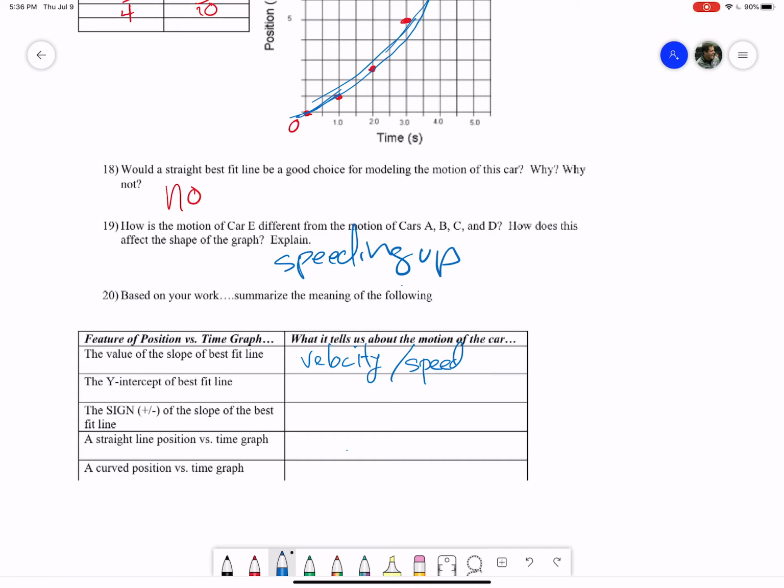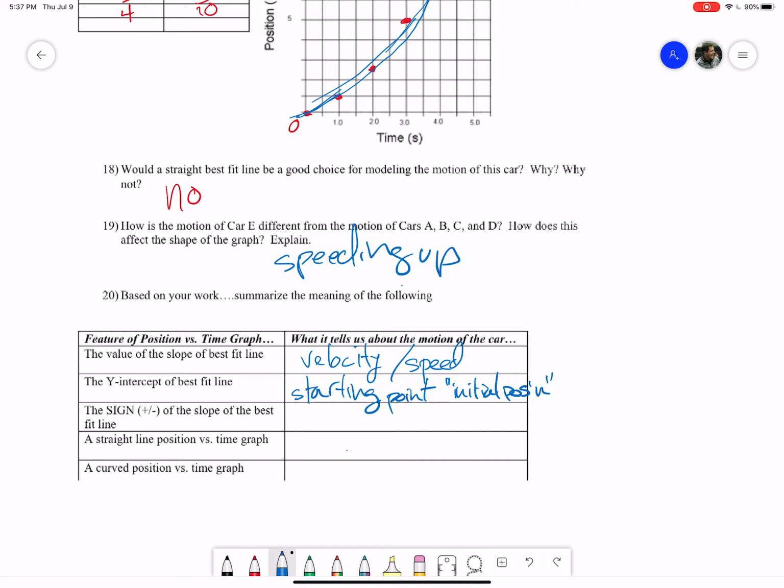All right, the y-intercept, that would be your starting point of the car. Starting point could also be called initial position. All right, so initial position. I'm going shorthand with just POSN, but position you can spell out.